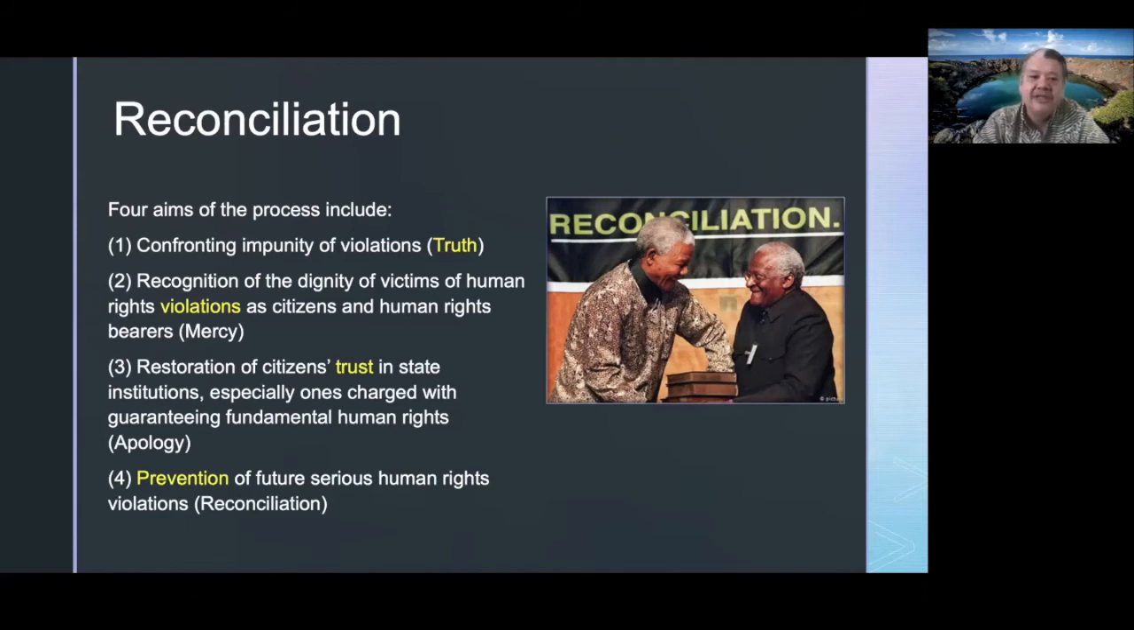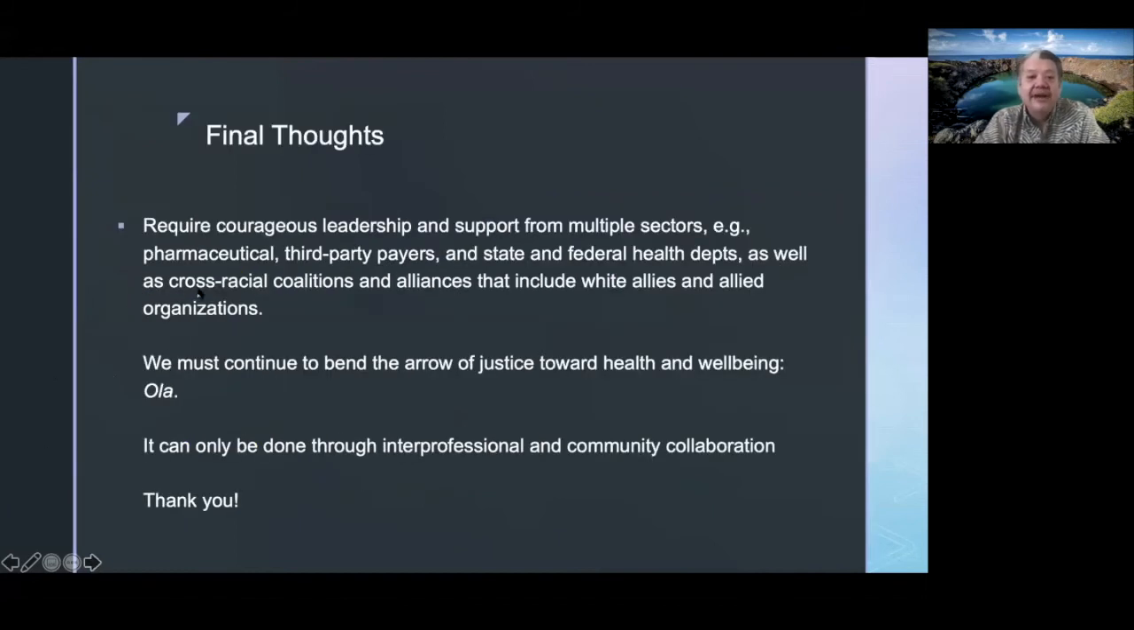Restoration of citizens' trust in state institutions, especially those charged with guaranteeing our fundamental human rights. That is an apology state. And finally, the prevention of future serious human rights violations. That's reconciliation.